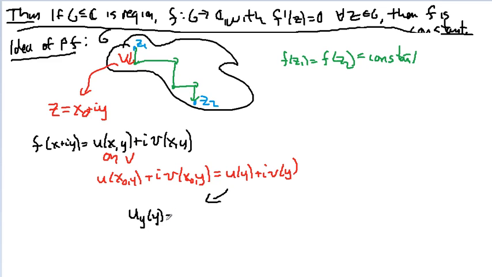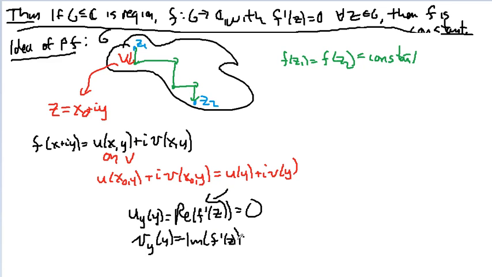u sub y of y is going to equal the real part of f prime of z, which has to equal 0. Similarly, v sub y of y is going to have to equal the imaginary part of f prime of z, but that's equal to 0.